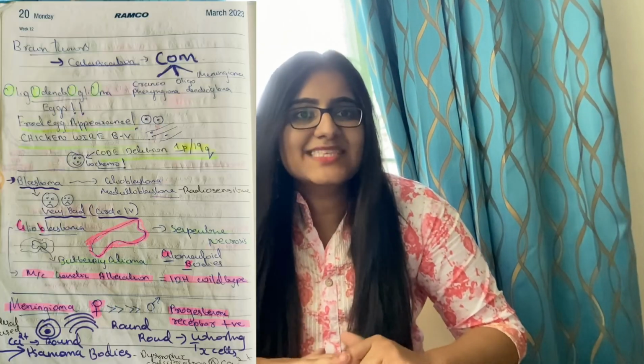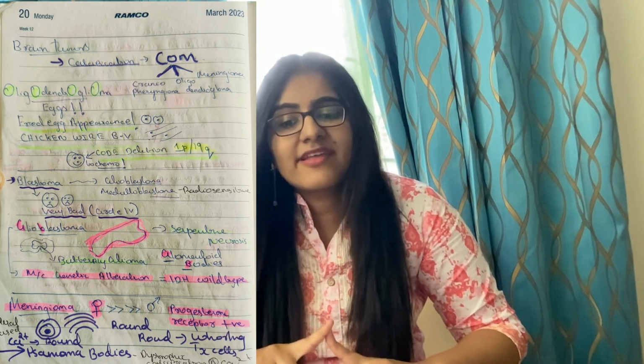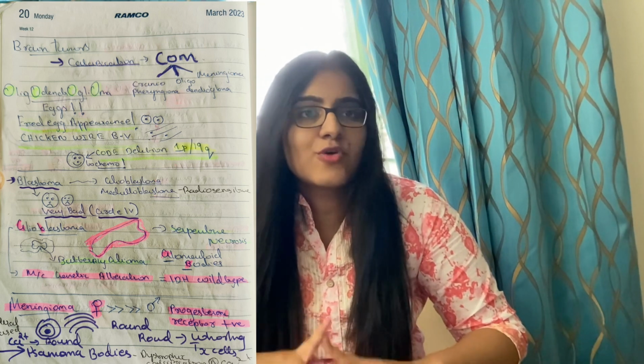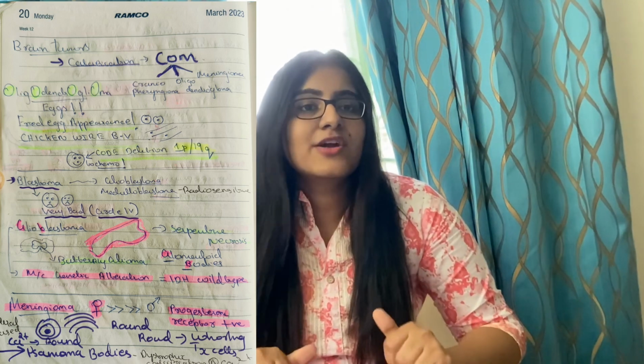Okay, fine. And now brain tumors, I want you to remember the calcification associated brain tumors are COM: C for craniopharyngioma, O for oligodendroglioma, and M for meningioma. Okay, fine. Oligodendroglioma.